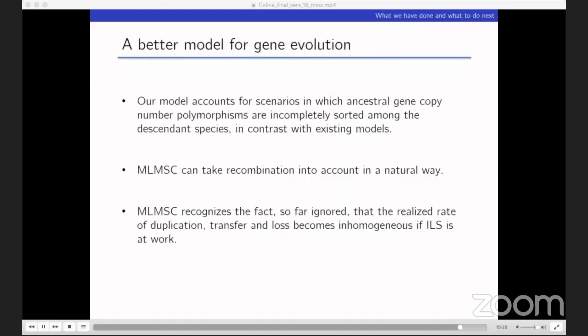To conclude, the multilocus multispecies coalescent permits us to account for copy number hemiplasy. Also, even though it does not simulate full recombination, it can take its effect on events into account in a natural way. Finally, it recognizes the fact that the realized rates of duplications, transfers, and losses become inhomogeneous in a case where ILS is at work.